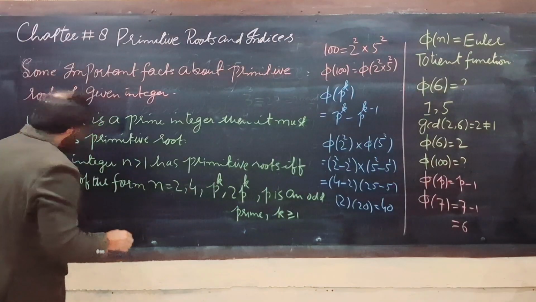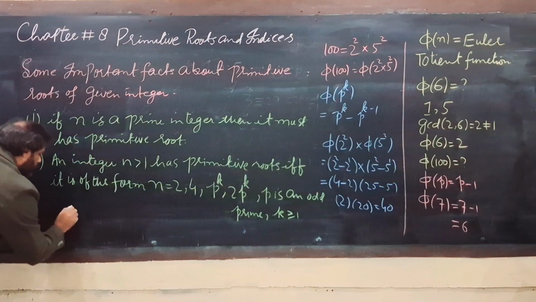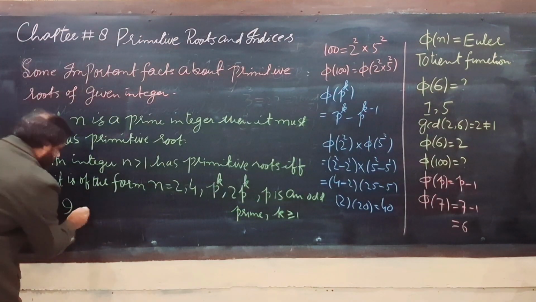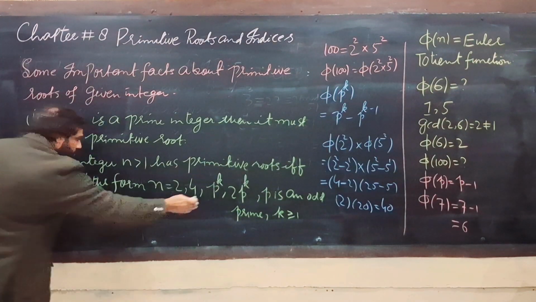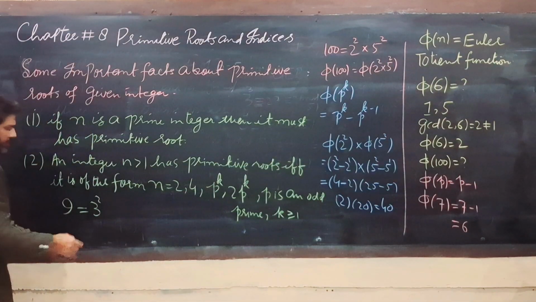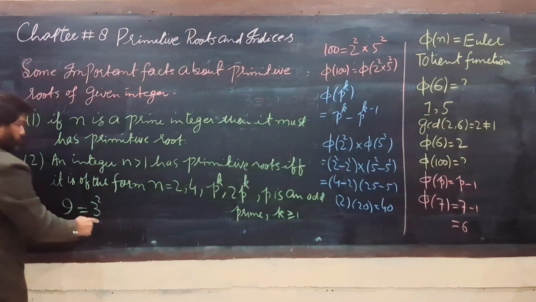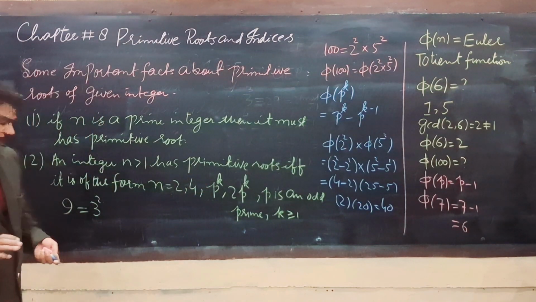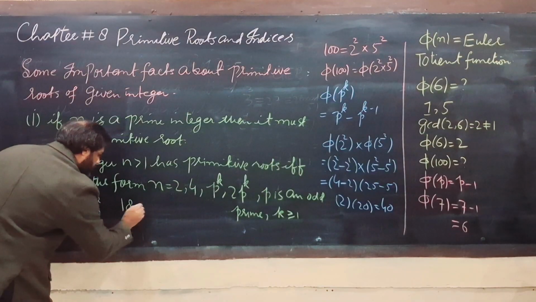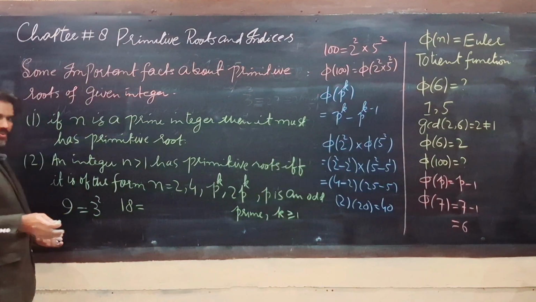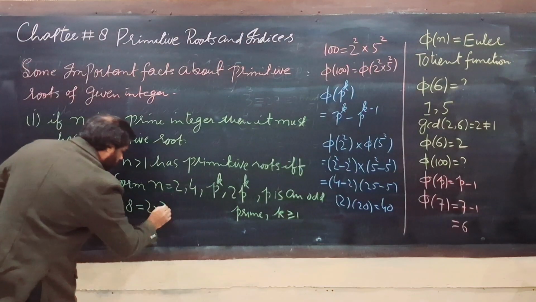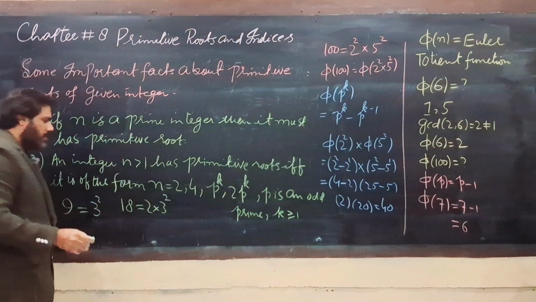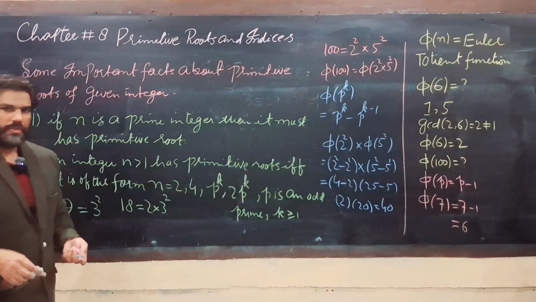So for example, does there exist any primitive root of 9? Yes, because 9 can be written as 3 square, that is the form of p raised to power k. P is 3 here and k is 2 here. So this shows that this number is of the form p raised to power k, hence 9 has a primitive root. 18, because if you make the prime factorization of 18, this can be written as 2 into 3 square, that is of this form. So this number also has a primitive root.